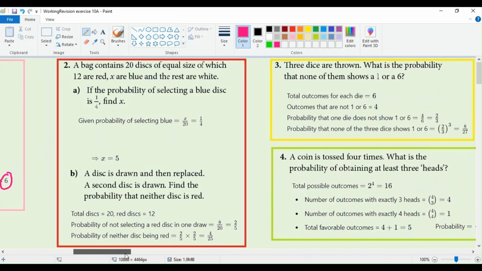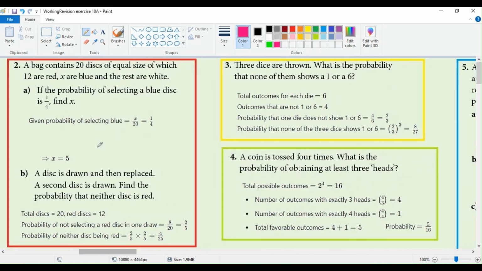When it comes to question number 2, it says a bag contains 20 discs of equal size, of which 12 are red, x are blue, and the rest are white. If the probability of selecting a blue disc is 1 over 4, find the value of x. That means out of 20, the probability is x over 20, which equals 1 over 4. Once we cross multiply, it's going to give us 4x equals 20. That means x equals 5. So the value of x is 5.